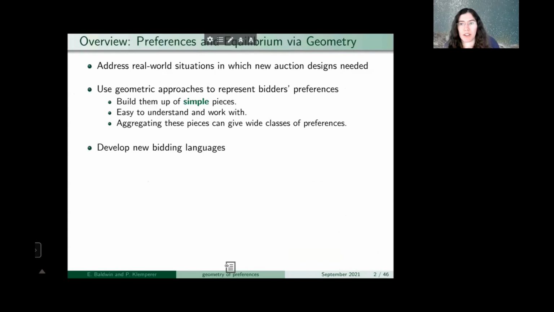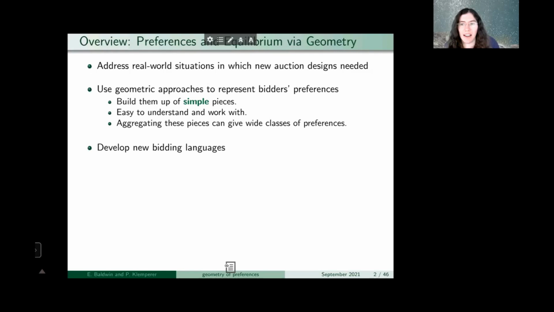This is what Paul started before he met me, when he was working for the Bank of England in the financial crisis, building up the preferences out of simple geometric pieces, which were easy to understand and work with, and which could be aggregated in a nice, simple way. And so he was working on developing new bidding languages.